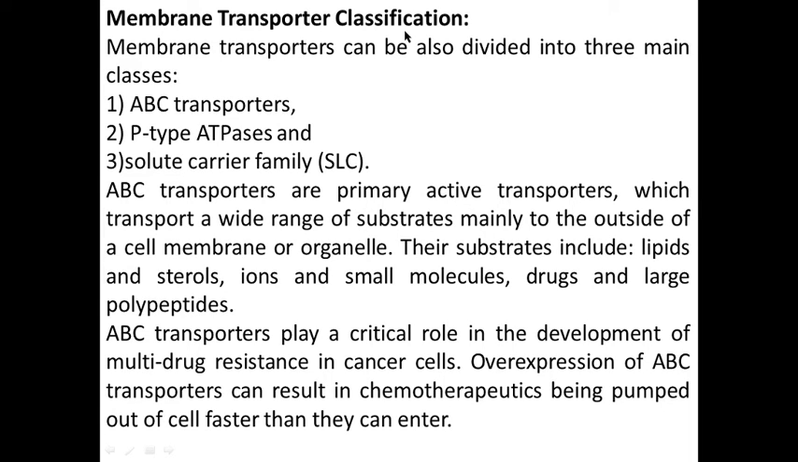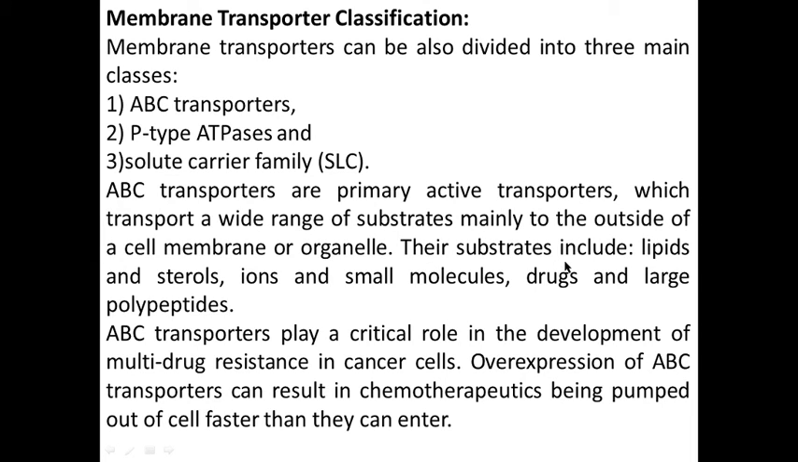Membrane transporter classification. Membrane transporters can also be divided into three main classes. First, ABC transporter. Number 2, P-type ATPase. And number 3, solute carrier family. ABC transporters are primary active transporters which transport a wide range of substances mainly to the outside of a cell membrane or organelle.